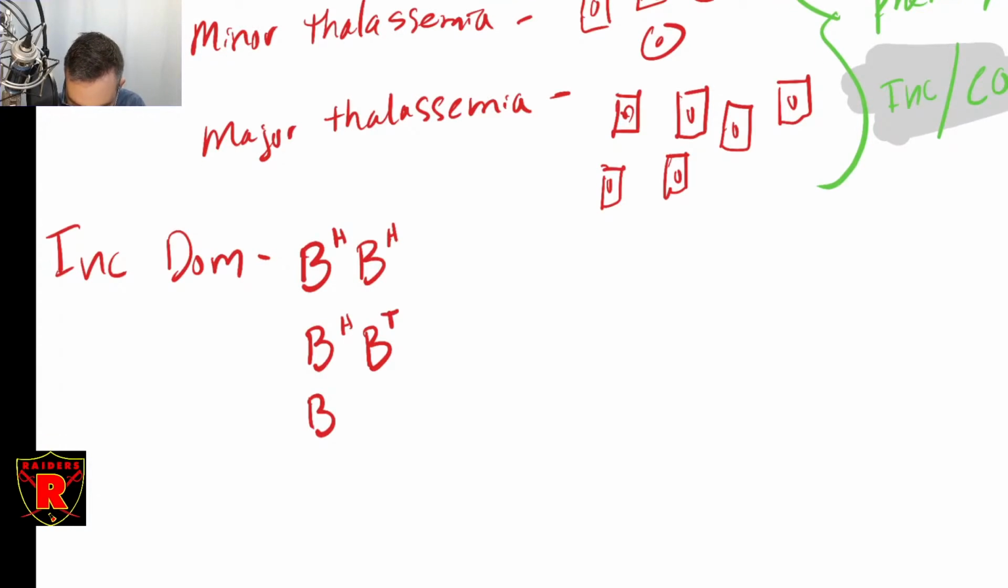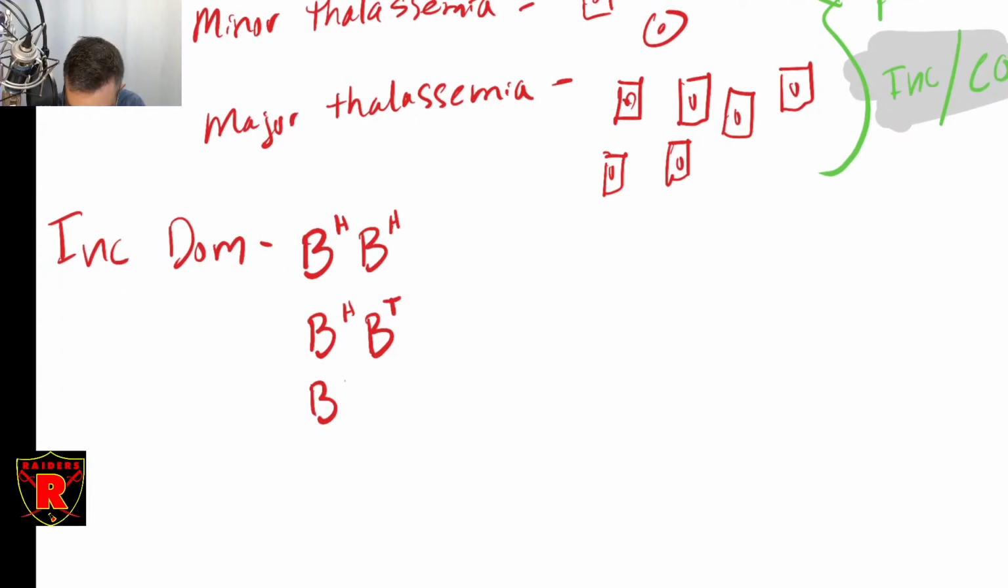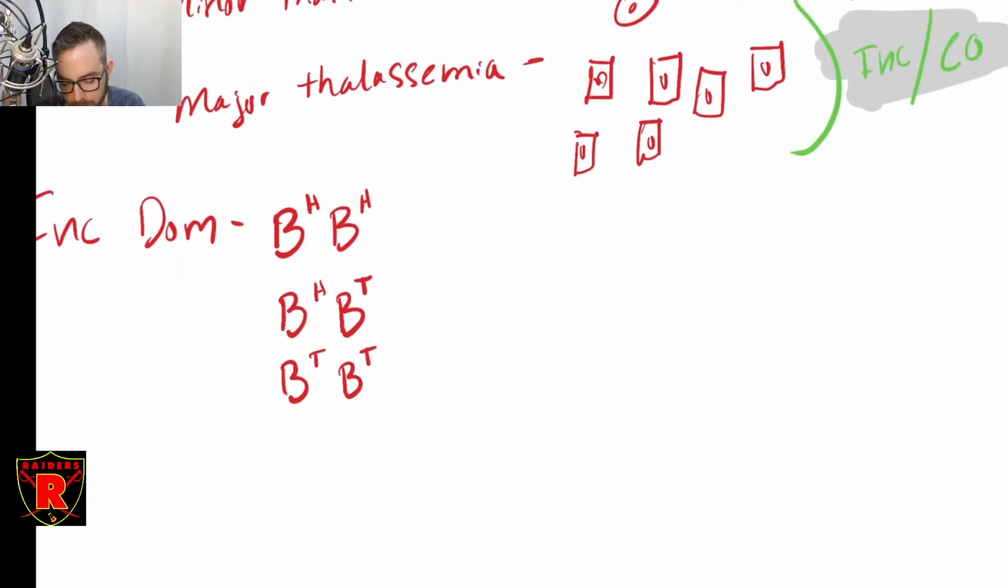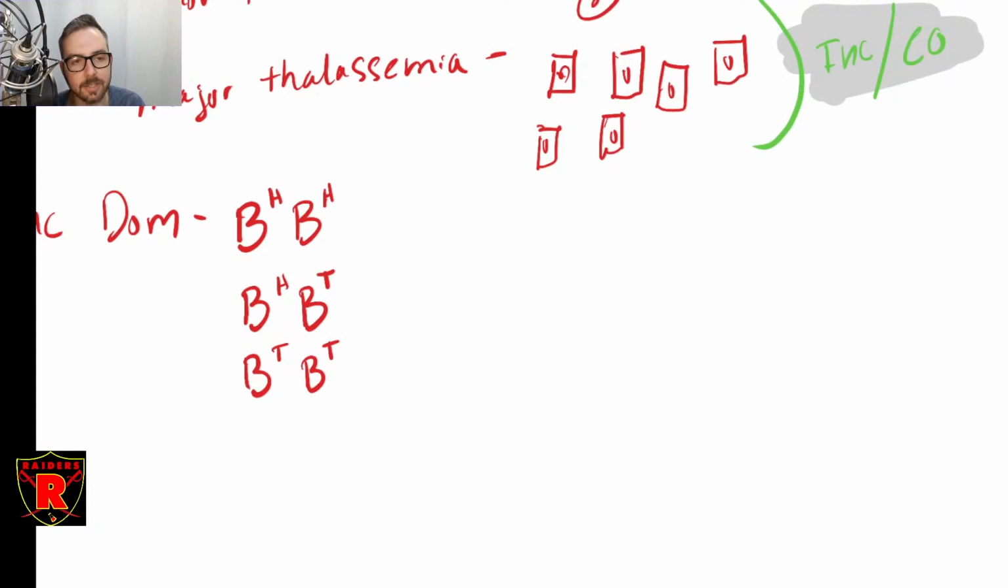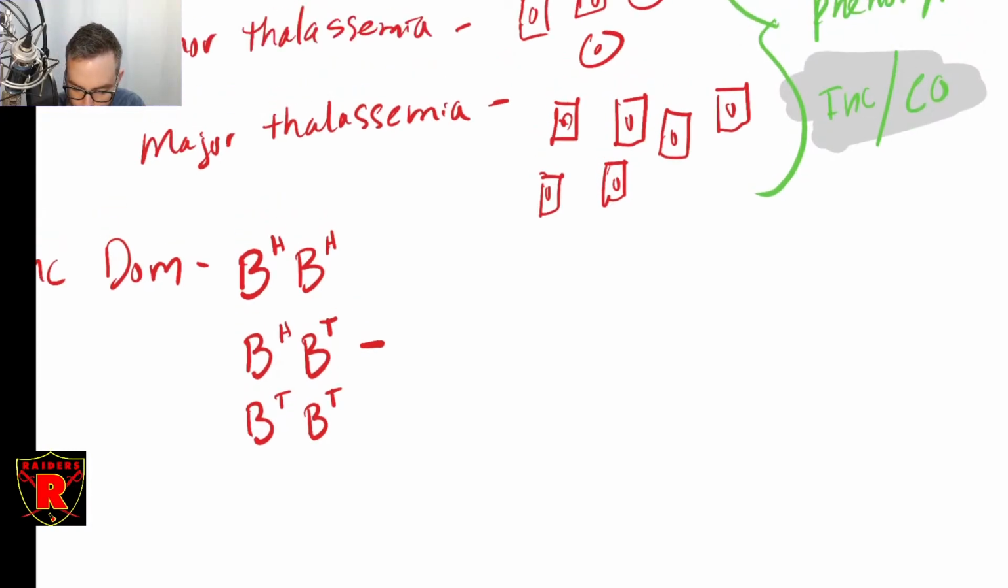I'll use T for thalassemic. Or you could have major thalassemia. Okay, let's say that that's the way that it broke down. So the question is, how is this middle one going to be expressed? Because we know that this one up here is going to be healthy, and this one down here is going to be thalassemic, like major thalassemic.